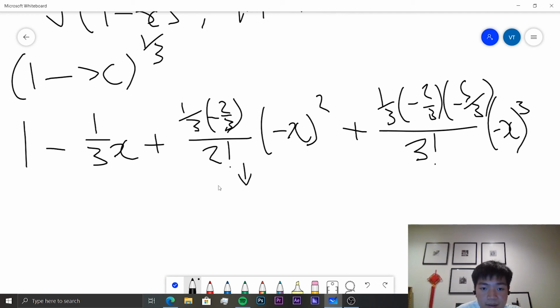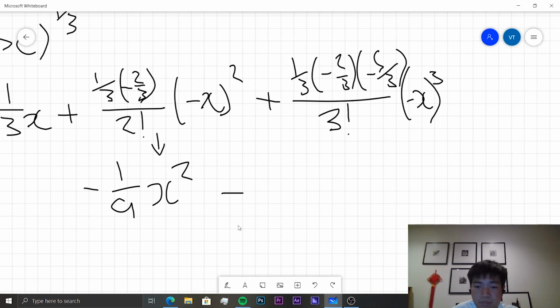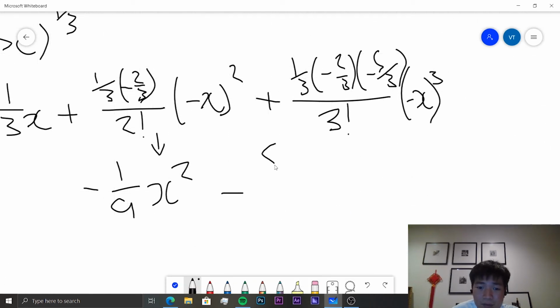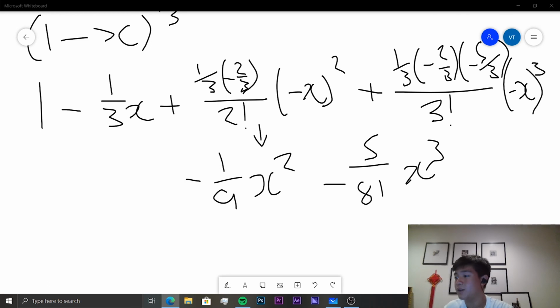So this would be simply minus 1 over 9 x squared, and this would be minus 5 over 81 x cubed. So those are the first 4 terms: 1 minus 1/3 x, minus 1/9 x squared, and minus 5 over 81 x cubed. So let me just check that. Yep, we got that correct. So we'll move on to the second part of this problem.